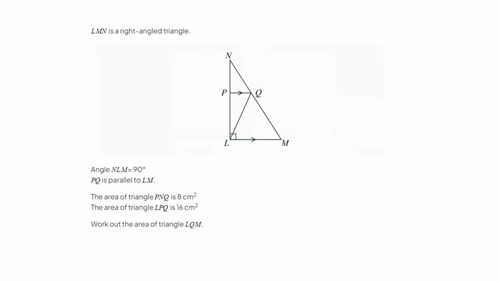Now let's look at this example. For this example, we're told that we have a right angle, and we're also told that PQ is parallel to LM. We're told the area of PNQ is 8. We're told the area of LPQ is 16. So how are we going to work out what LQM is equal to?